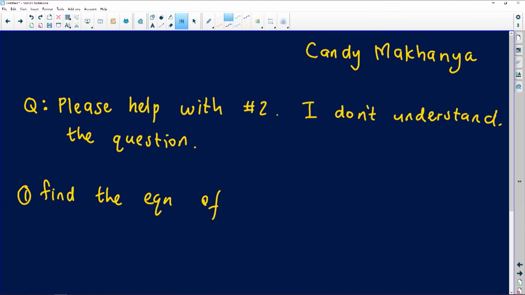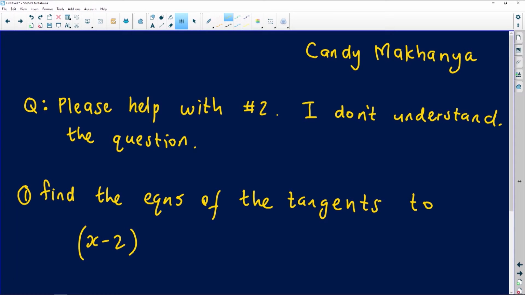Okay, let's look at what is going on. I tried to write it down. Please help me with number 2. I don't understand the question. This is what Kendi said to us. And then the actual question says the following: find the equations of the tangents. Apparently there are a lot of tangents here. To a circle. Where is the circle? Well, the circle is (x - 2)^2 + (y + 3)^2 = 16.